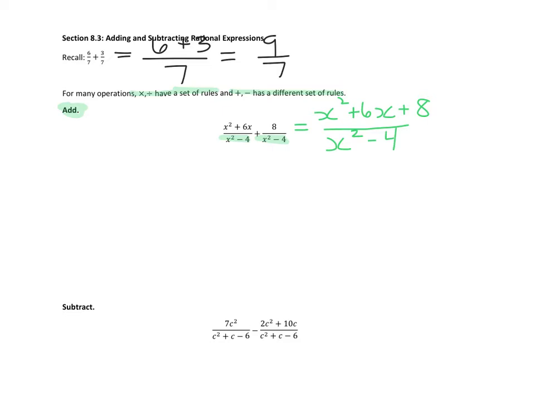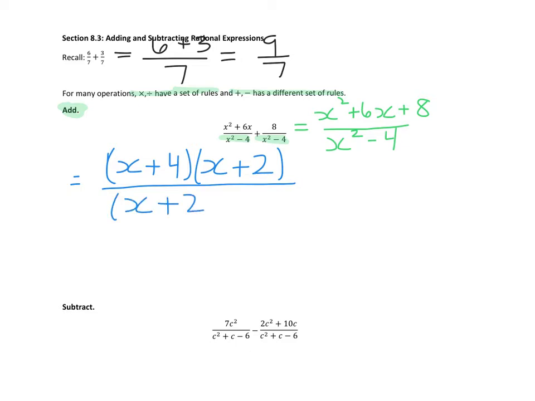Okay, so we have to simplify our final solution. So our next step is always going to be to factor everything completely after we do the addition. So we're not done yet. The numerator is going to factor as x plus 4 times x plus 2, because 4 times 2 is 8, and 4 plus 2 is 6.